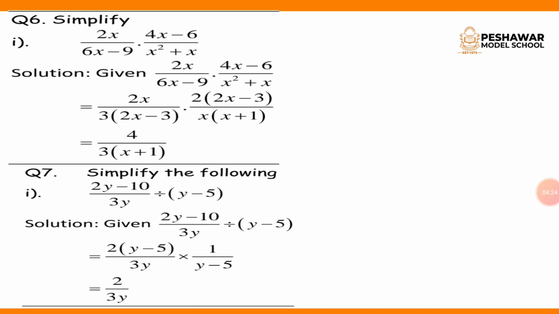Question number 7, simplify the following. 2y minus 10 over 3y divided by y minus 5. When we change division into multiplication, the divisor part is reciprocated. Like divided by y minus 5, we invert it, 1 over y minus 5. So y minus 5 in the numerator and in the denominator there is also y minus 5, both cancel each other and the remaining part is 2 over 3y. This is our simplified form.